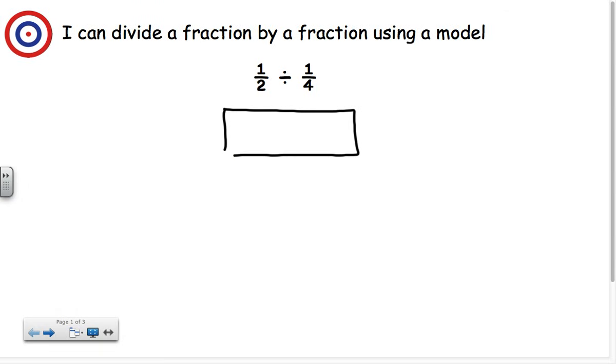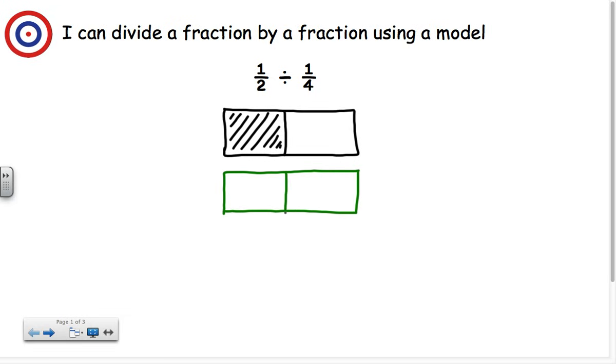I'm going to start my model with 1/2. That's how much I have. I have 1/2, and I want to know how many quarter-size groups I can make out of this 1/2. I'm going to create another model, kind of like a ruler underneath, but this ruler is going to be divided up into fourths. So what you'll see here is I have 1/4, another fourth, and so on. I can divide this entire ruler into fourths. And what I want to know is how many quarter size groups can I get out of half?